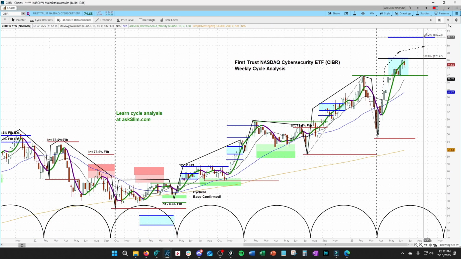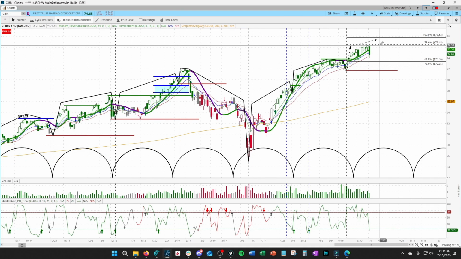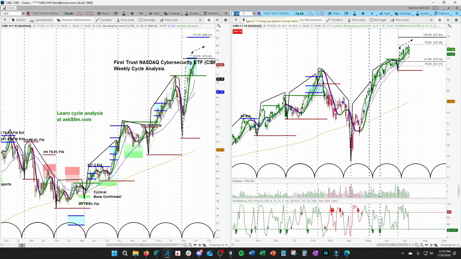76.42 is the 100 and 127.2 at 82.23. Short term, going to be keeping an eye on this 61.8 at 73.36, 78.6 at 72.55. If it loses those two levels, then this old low would be on radar at about 71.50. 8.11 or so is when that low is due, and you can see our levels up 76.5 to 77.80. So that one has seen a solid run, and obviously, the overall bias is up, but I think there are more interesting setups elsewhere.